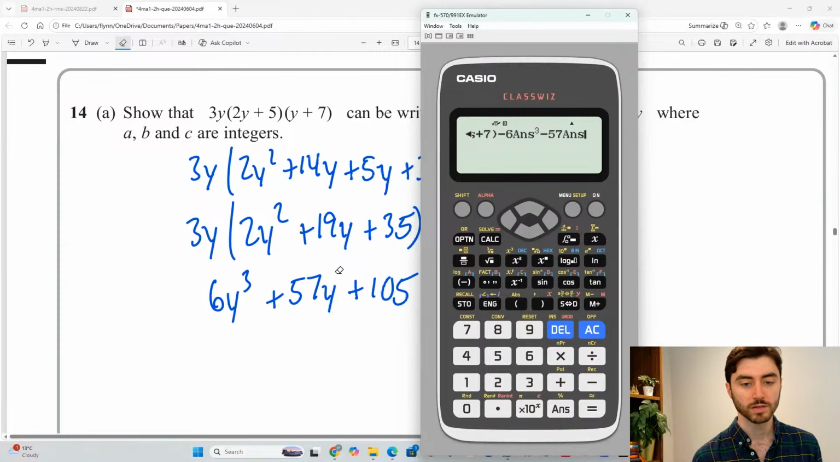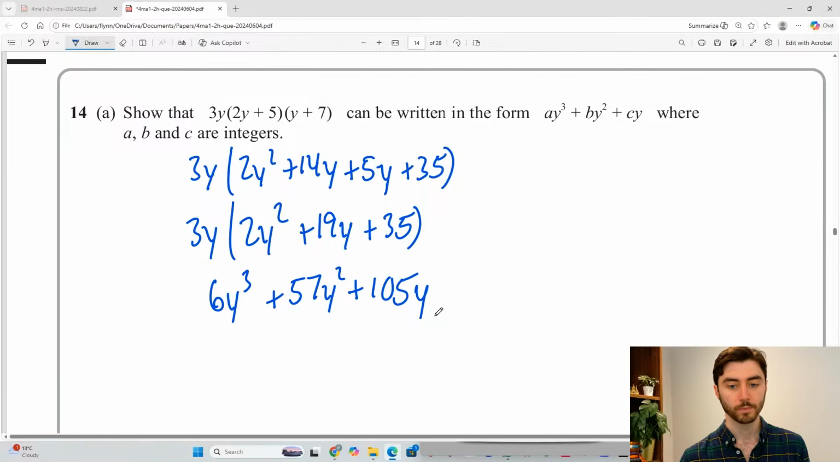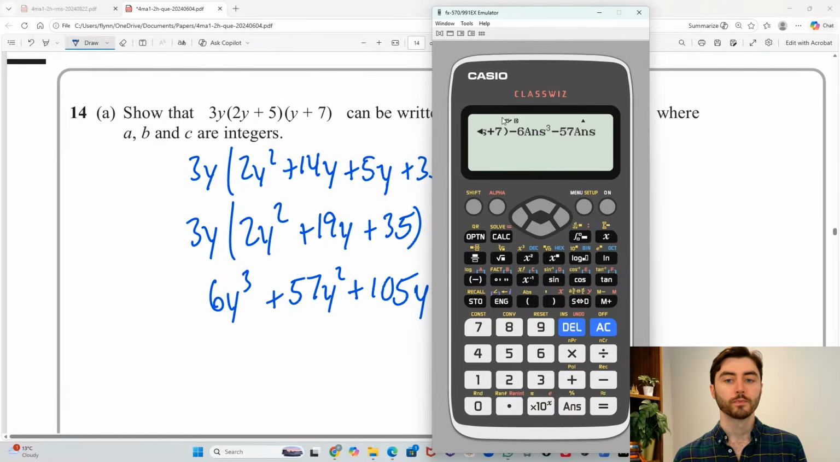That was meant to be a y squared. You see, good catch. This is why we check our work. And 3y times that should have been a y. So you see, this is why you check. So that should have been answer squared and minus 105. Well, let's say I hadn't done that, right? Let's say I hadn't clocked that. Let's say I kept it as 57 answer and minus 105.